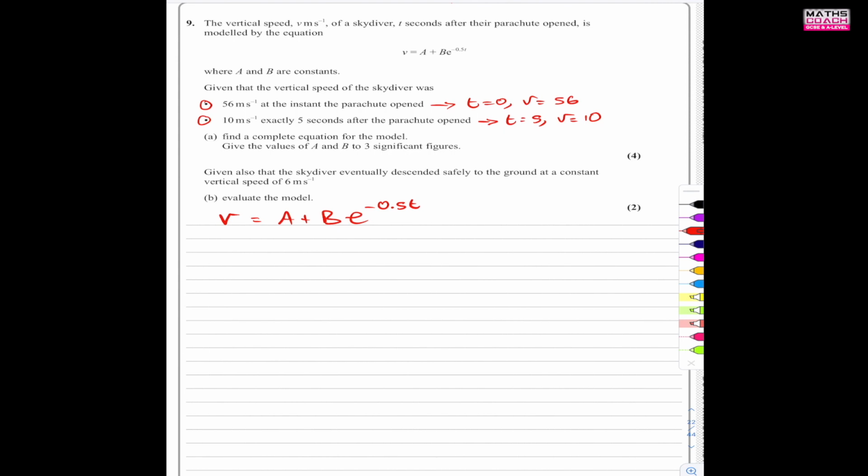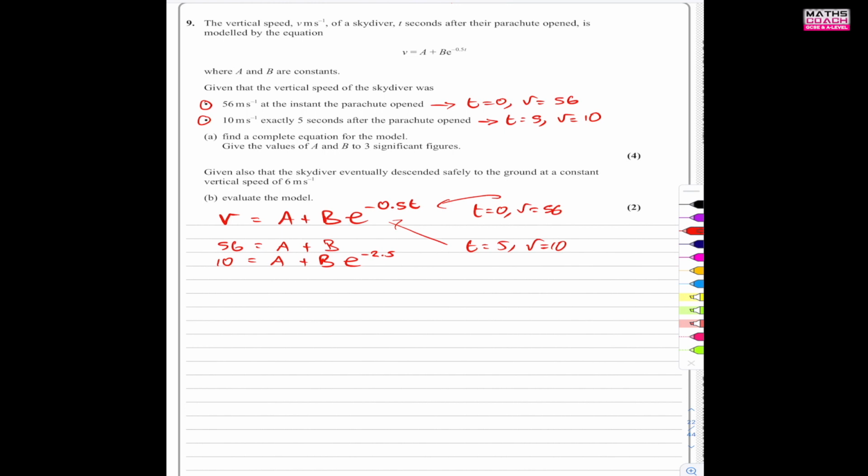If we first substitute the first set of values in, so when t equals 0, v equals 56, into the formula, we get 56 equals a plus b. E to the power of minus 0.5 times 0 is just 0. E to the power of 0 is 1, so that goes away, as 1 times anything doesn't do anything. So we just get 56 equals a plus b. If we now substitute in t equals 5, v equals 10, we get 10 equals a plus b e to the power of minus 0.5 times 5, which is equal to minus 2.5.